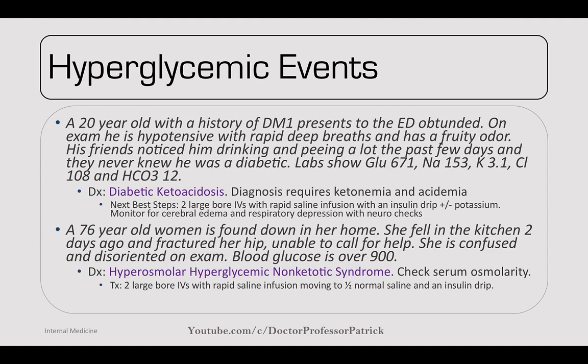Next up, we've got a 76-year-old woman who's found down in her home. She fell in the kitchen 2 days ago and fractured her hip, and she's been unable to call for help. She's confused and disoriented on exam, and you do a blood glucose test, and it's over 900. So this is hyperosmolar hyperglycemic non-ketotic syndrome, or HHS, and you want to check serum osmolalities here. You can treat this with 2 large bore IVs and rapid saline infusion, and then you want to move to half normal saline and an insulin drip.